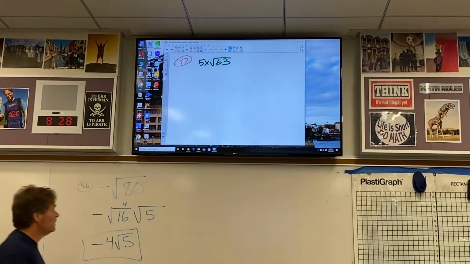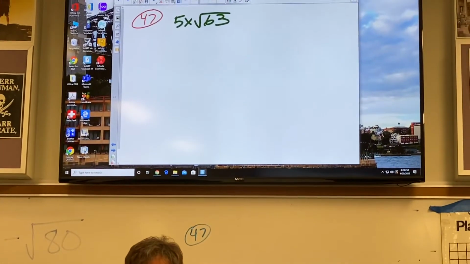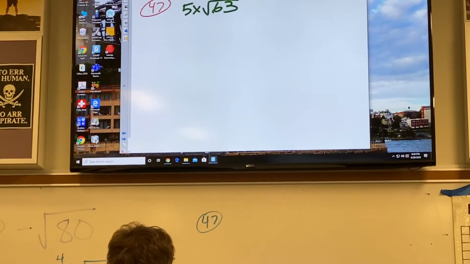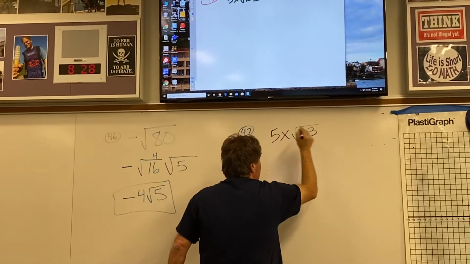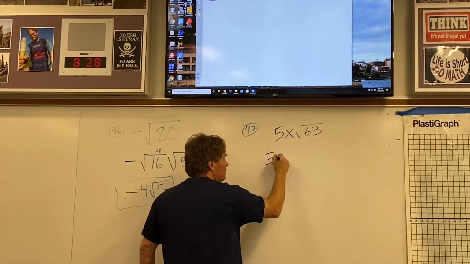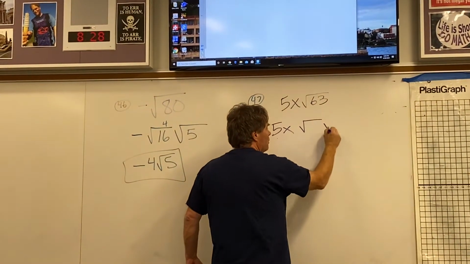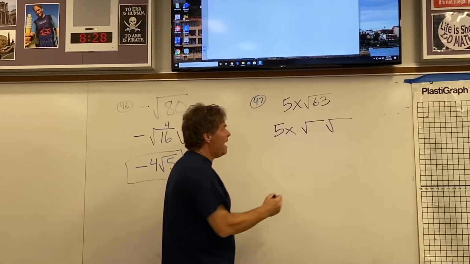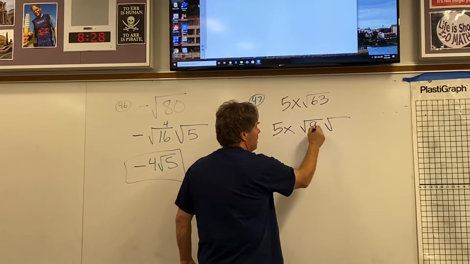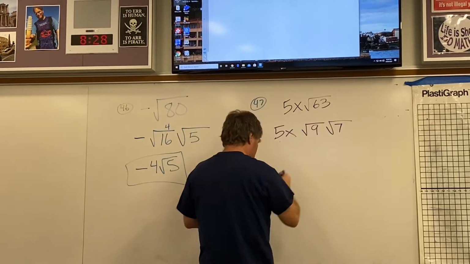47. Okay, here's 47 from the homework. It says 5x root 63. Okay, 5x is already on the outside, yay. Root 63, let's do root pretty, root ugly, okay? What's pretty about 63? How about 9? What's ugly? 7. 9 is the biggest perfect square number.